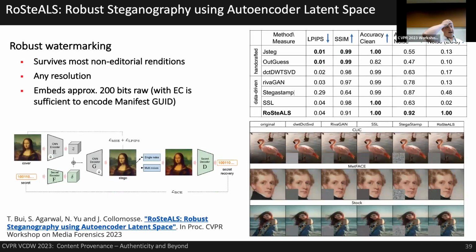We had a paper here in the workshop yesterday, media forensics, on a robust watermarking technique that is robust to these kinds of benign transformations online, and imperceptibly stores roughly the same capacity ID as a manifest ID, a GUID, for this metadata standard, the C2PA.